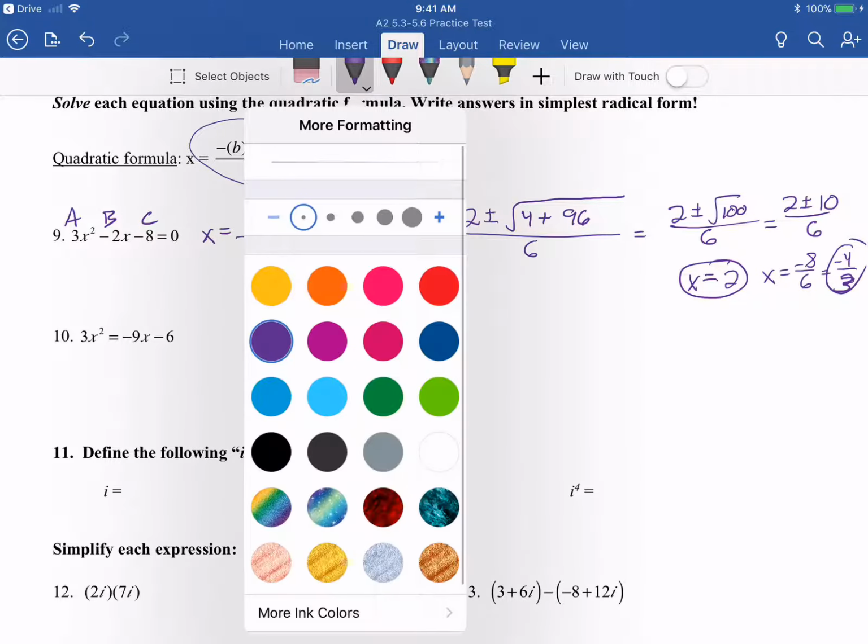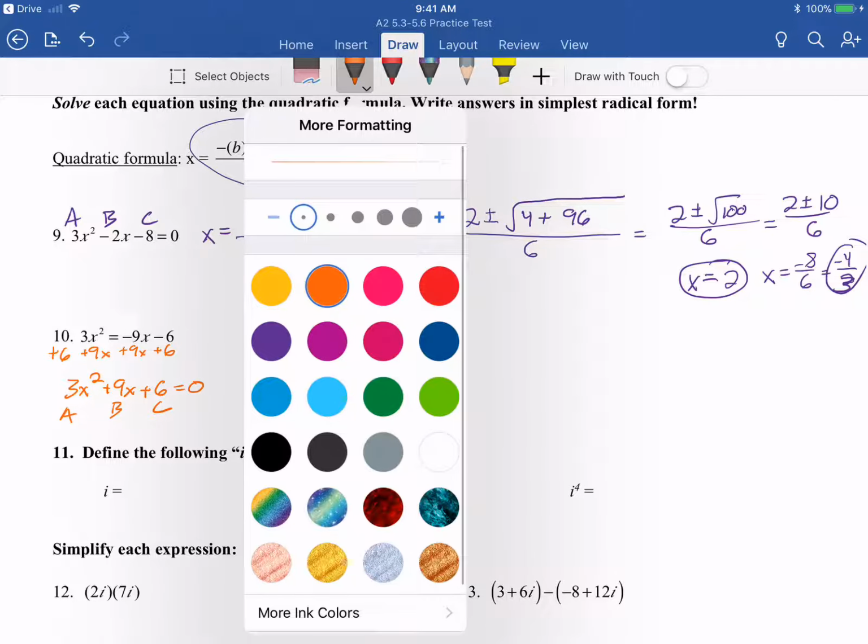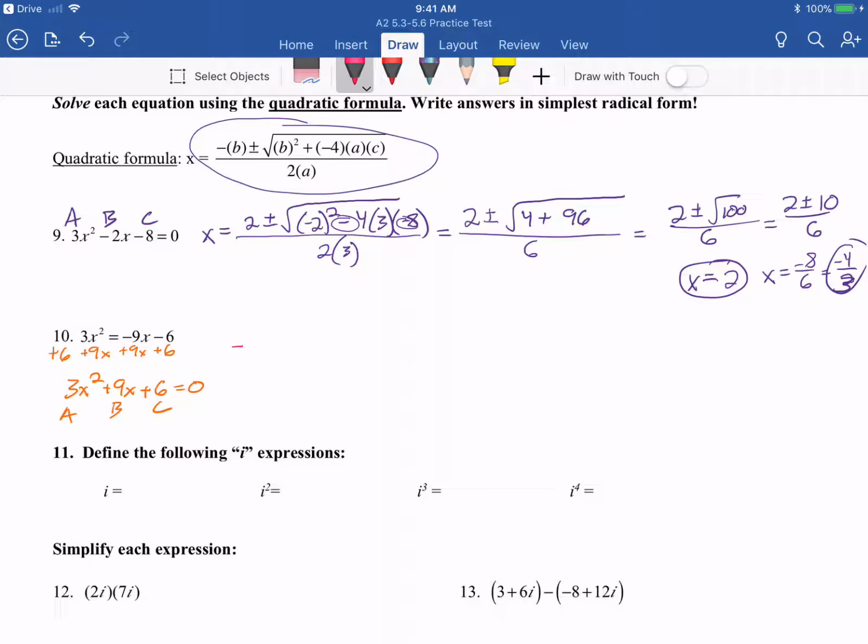All right, so as I go on to number 10, I have to get 0 on the right side here. So I'm going to add 9x to both sides, and I'm going to add that 6 to both sides. So I have 3x squared plus 9x plus 6 is equal to 0. So now I have an A, I have a B, and I have a C. So as I go along to simplify this guy, I have x equals the opposite of B, which is negative 9, plus or minus the square root of B squared, which is 9 squared, minus 4 times 3, which is my A, and then my C, which is 6.